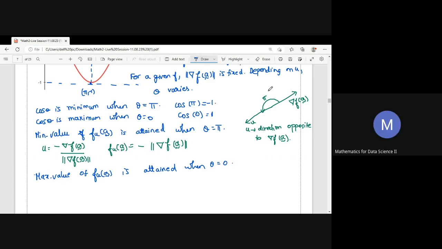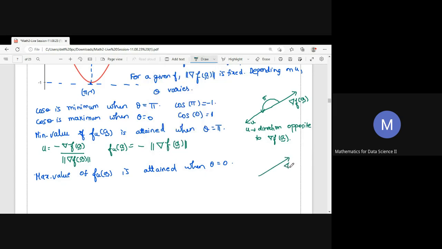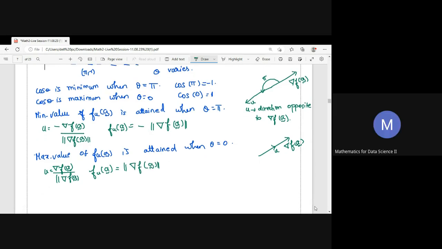Theta equal to 0 degrees means both del f of a tilde and u are in the same direction. Suppose this is your del f of a tilde, then u is also in the same direction, but remember u is a unit vector, so we have to consider the division by its norm. In this case, the value of the directional derivative f_u is exactly norm del f of a tilde.